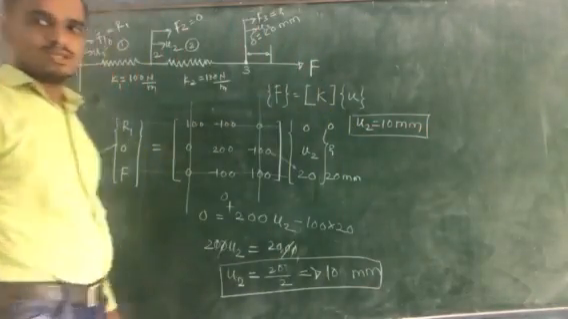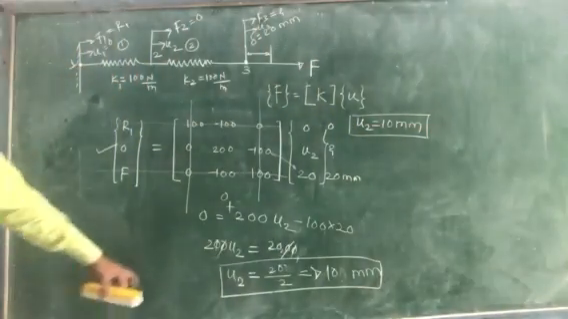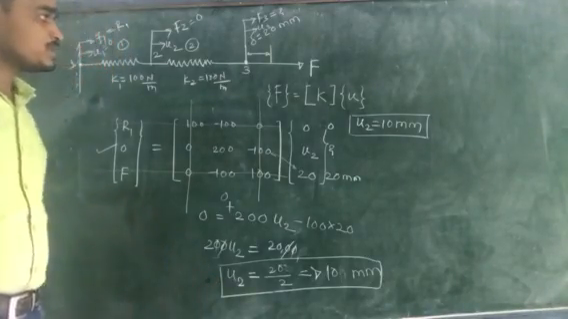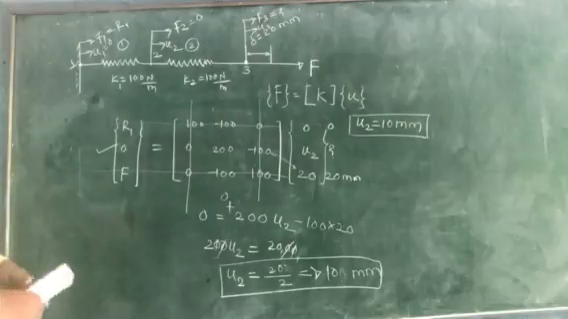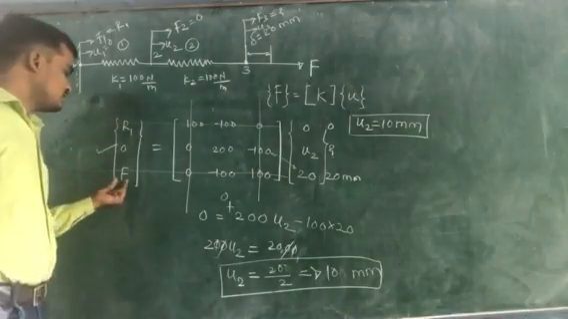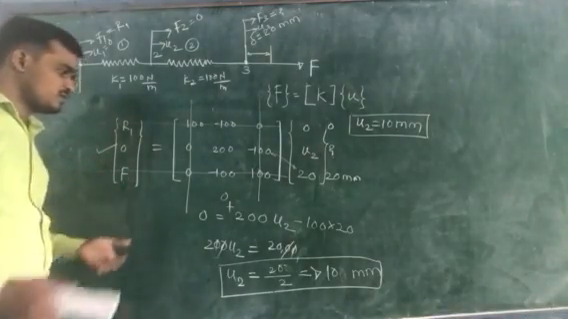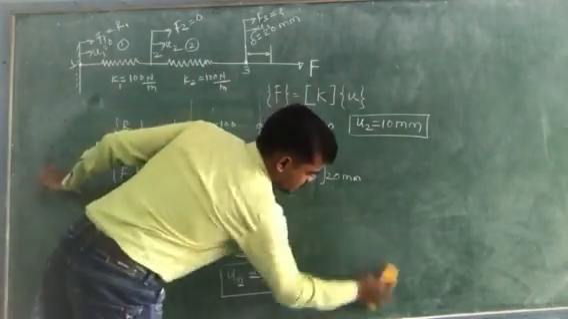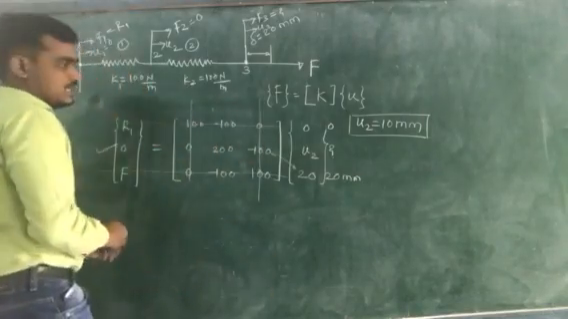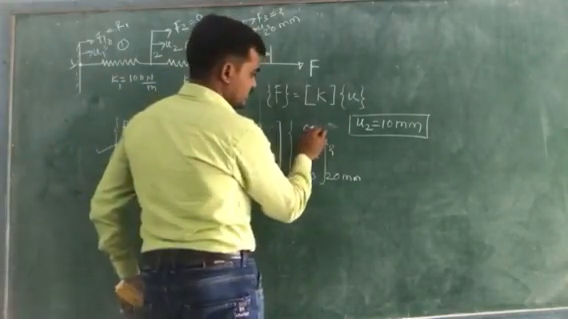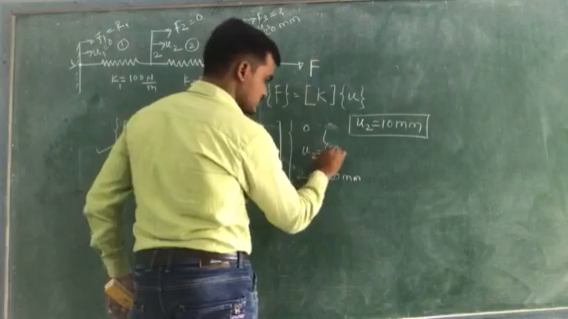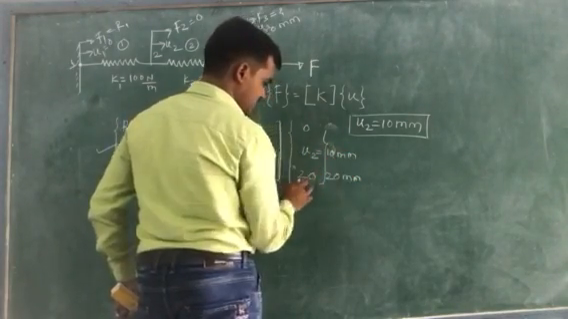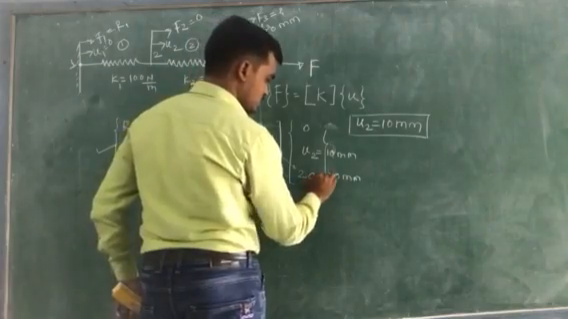Now the value of U2 is known. Next step is what? Find out the reaction R1 and the force value F. As we know, the value of U1 is 0, U2 is also known now, 10 mm, and U3 is known, equal to 20 mm.